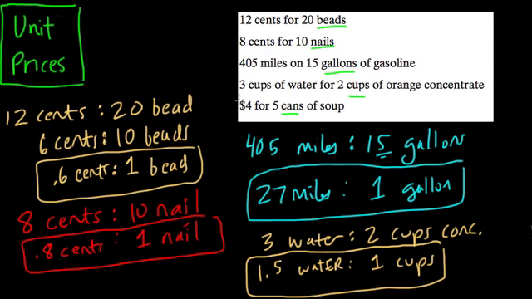And last we have $4 for 5 cans of soup. We want to know how much 1 can will cost. So dividing both sides by 5 will allow us to find that out. 5 cans is $4. 1 can is 4 divided by 5, which of course is 80 cents, or 0.8 of a dollar. So in that case, 1 can of soup is $0.80.